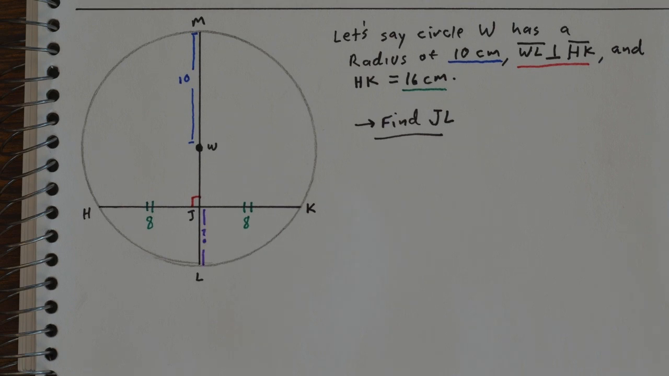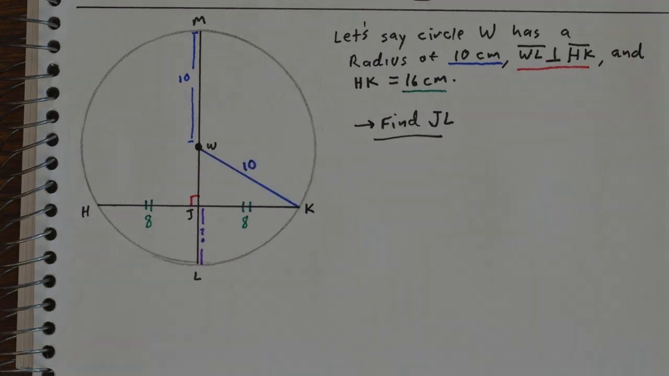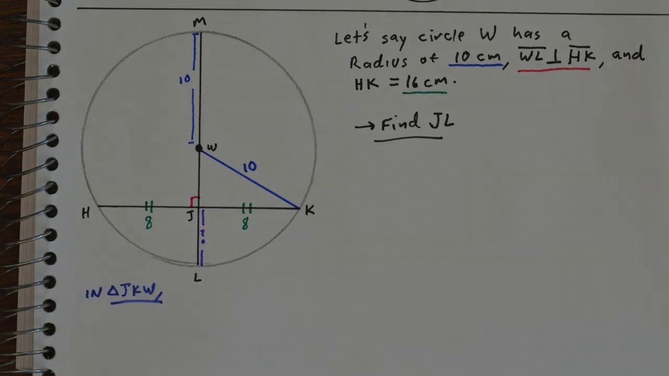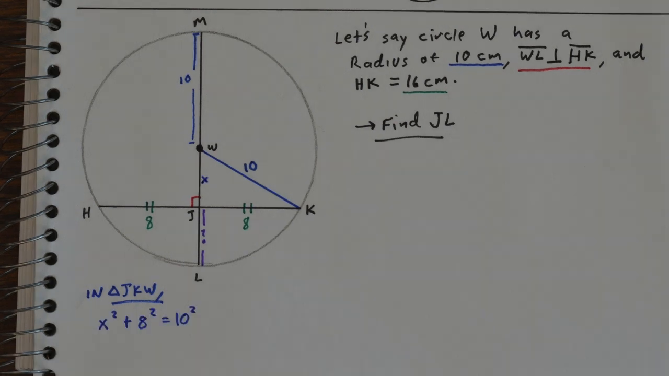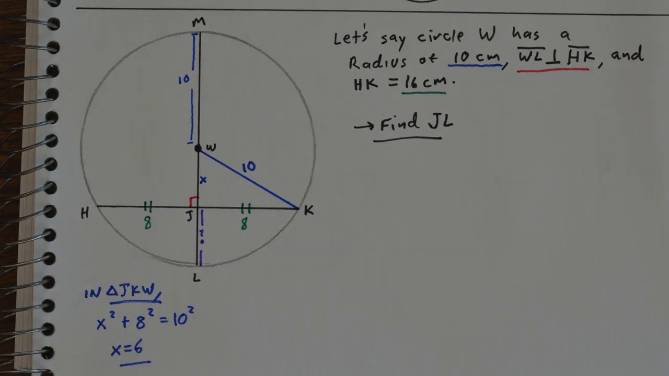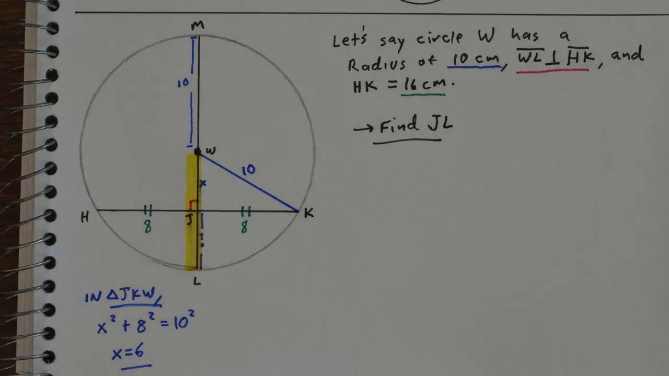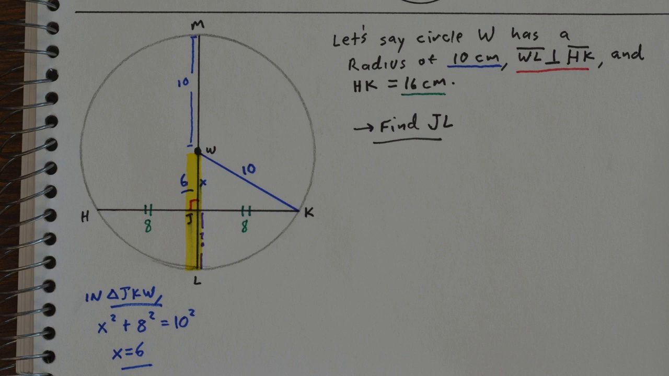The key here is to draw in a helpful radius. WK is 10 because it's a radius of the circle. And so if we look at triangle JKW, we have a right triangle. We can solve for the distance JW using the Pythagorean theorem. We know the entire length is 10. If 6 is up top, that means that JL ought to be 4.